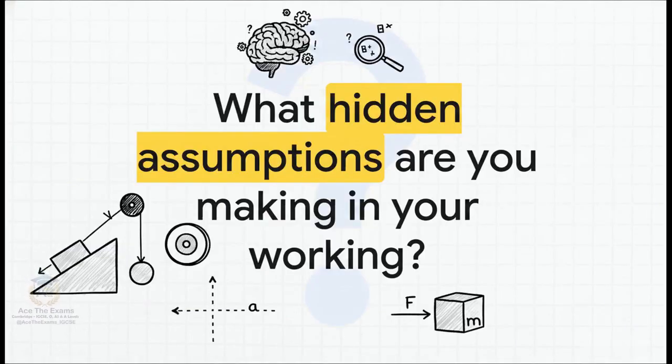I'm going to leave you with this final provocative thought to inspire some critical self-evaluation. Next time you sit down and solve an F equals ma problem, I want you to ask yourself, what hidden assumptions are you making in your working? Are you just assuming the string is light and inextensible? Are you blindly assuming the pulley is perfectly smooth? Recognizing those hidden assumptions, that is exactly how you bridge the gap from a B grade straight to an A star.